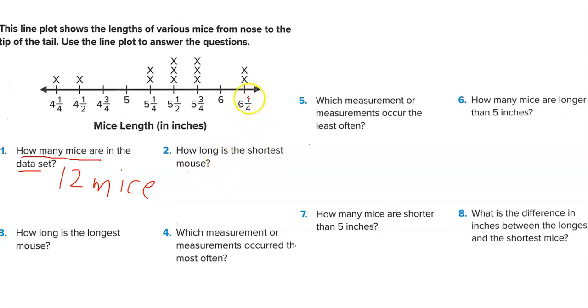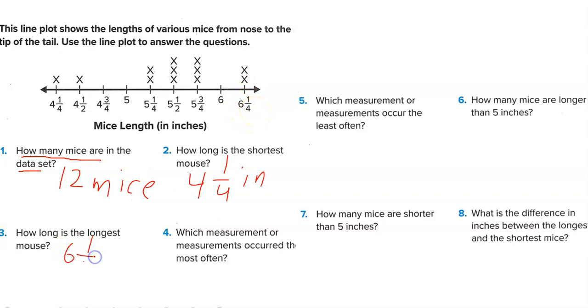How long is the shortest one? Where is the shortest one? Here is the longest one, 6 inches. Here the shortest one. So 4 and 1/4 inch is the shortest one. Number 3. How long is the longest one? The longest one is here, 6 inches and 1/4.